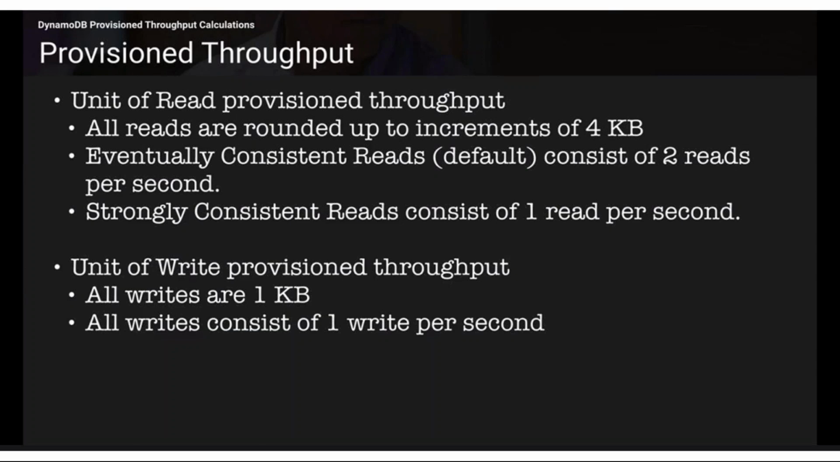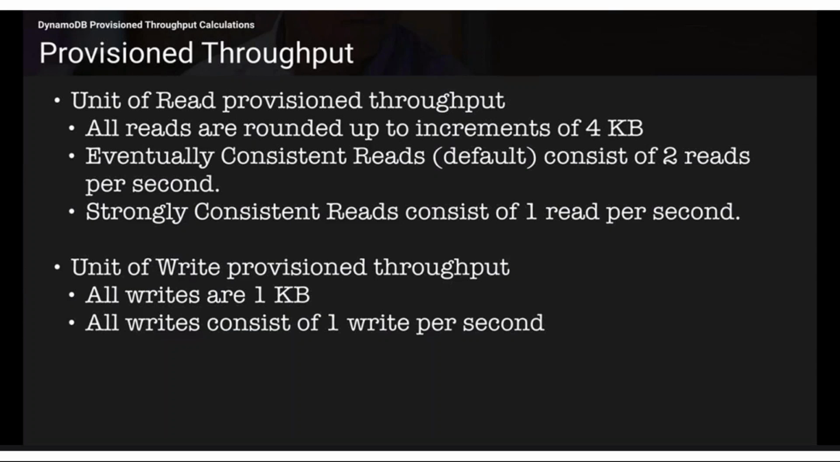So even if I'm trying to read 1 KB of data, it is considered to be 4 KB, because any read will be rounded to the nearest multiple of 4 KB. As we saw, there are two different types: eventually consistent or strongly consistent reads. Eventually consistent reads can do up to 2 reads per second, while a strongly consistent read does only 1 read per second. That's why in the third point we have written that a strongly consistent read consists of 1 read.